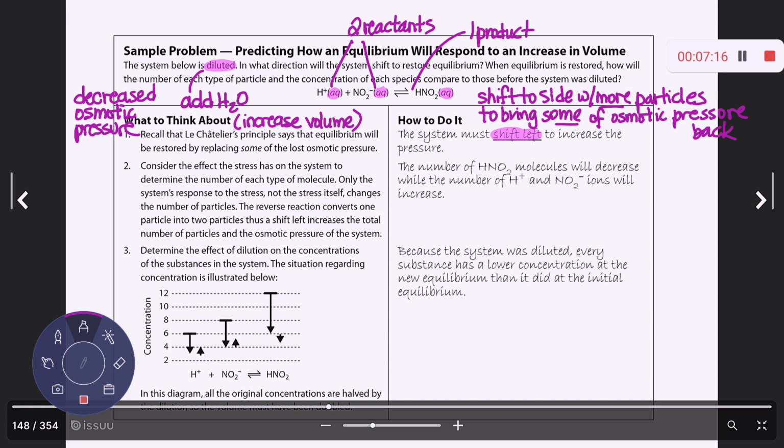And then they also want to know what will happen to the number of each type of particle. As you shift left, you consume product and you produce more reactant. So that means the number of HNO2 molecules will go down, and then the number of H+ and NO2- ions will go up. Lastly, they want to know, how does the concentration of everything compare to before we had diluted the system? Well, when you diluted it, you made the volume larger, the concentration of everything dropped. Okay, so every substance has a lower concentration at the new equilibrium than it did initially.